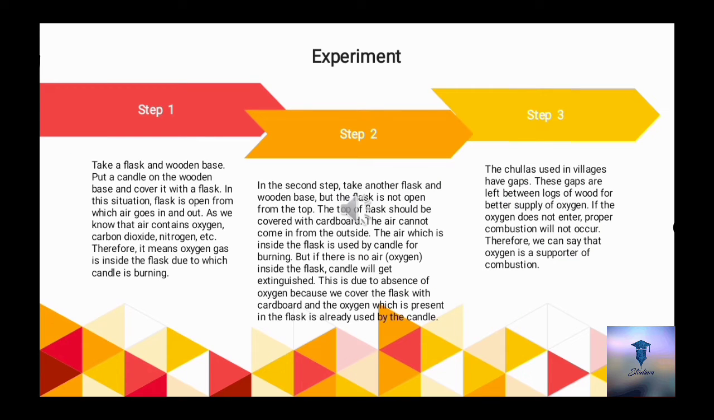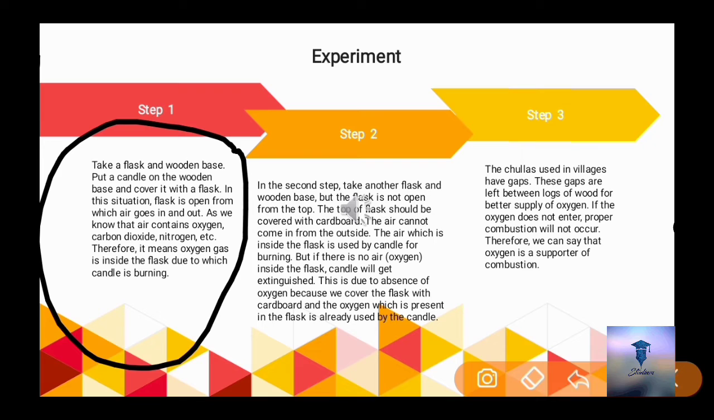Step 1. Take a flask and wooden base. Put a candle on the wooden base and cover it with a flask. In this situation, the flask is open, from which air goes in and out. As we know that air contains oxygen, carbon dioxide, nitrogen, etc. Therefore, it means oxygen gas is inside the flask, due to which the candle is burning.